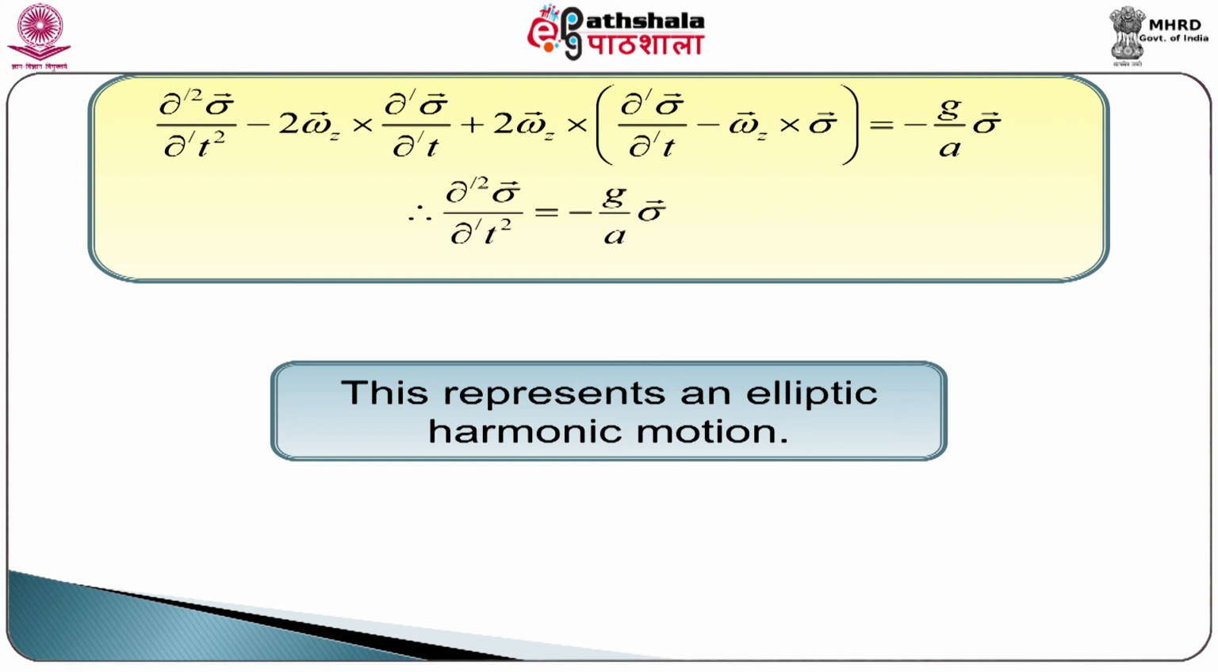This on simplification becomes ∂'²σ vector/∂t'² equal to minus g divided by a into sigma vector, which indicates that the pendulum represents an elliptic harmonic motion.